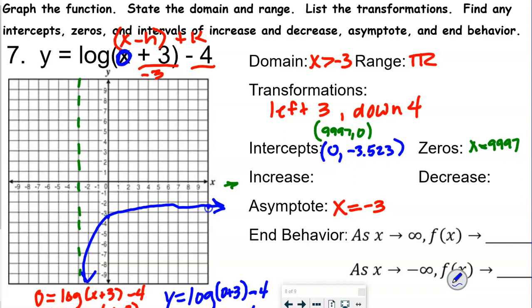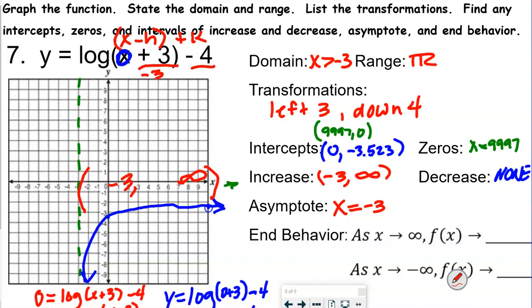Yes, it's increasing. So this is going to be none. And everybody watch, okay? When we're talking about our interval of increase, it's going to be from here all the way to here. Remember, this is infinity over here. So this is going to be what? -3 to infinity. So our interval of increase is going to be from -3 to infinity.